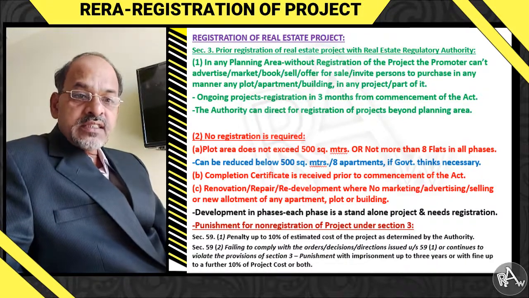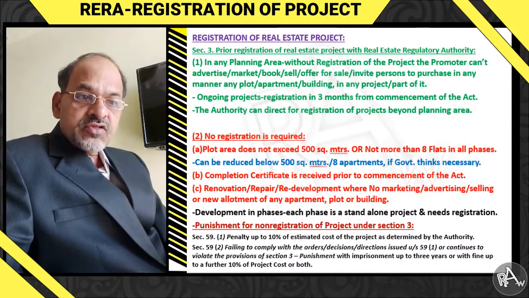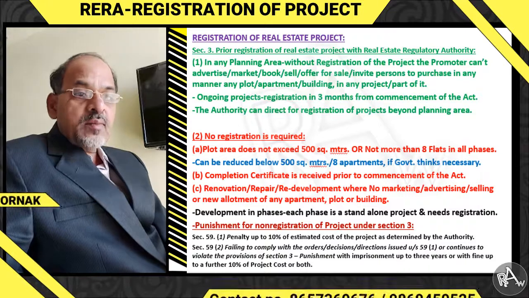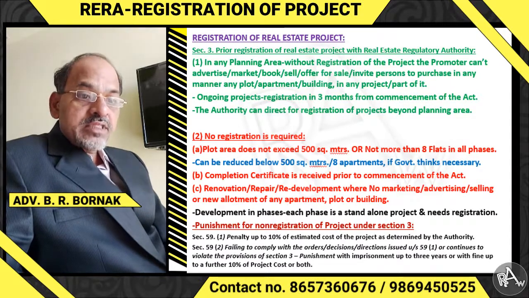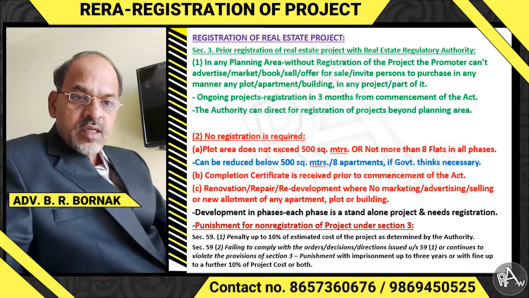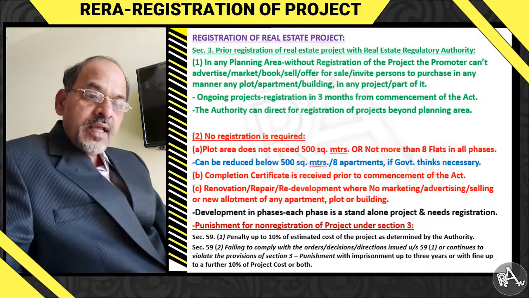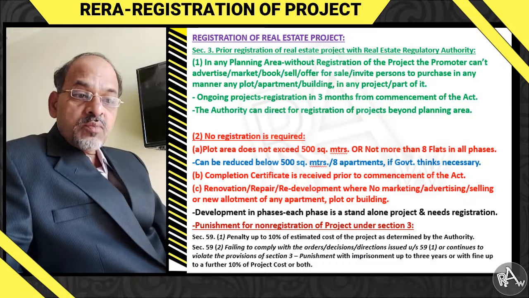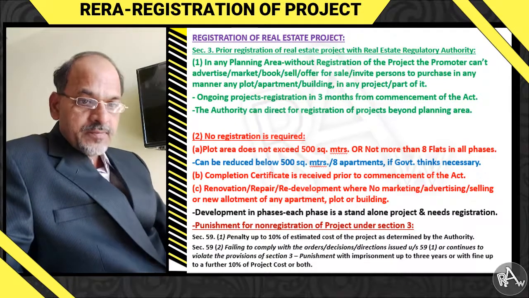Section 59(1) says that if there is a violation of section 3, then penalty up to 10% of the estimated cost of the project as determined by the authority. Means the promoter will be liable for penalty if an order is given by the RERA authority. The promoter will be liable to pay penalty up to 10% of the estimated cost of the project. This estimated cost of the project is to be determined by the Real Estate Regulatory Authority.